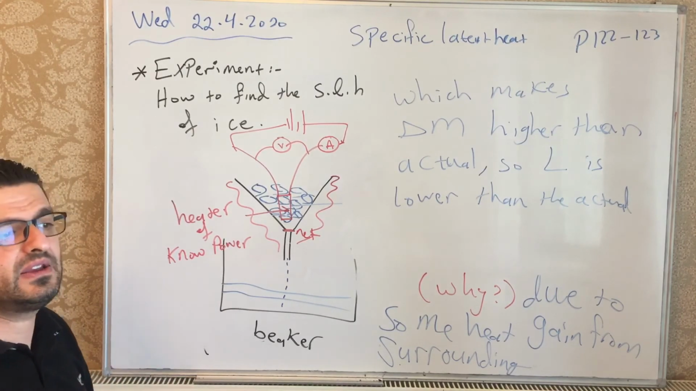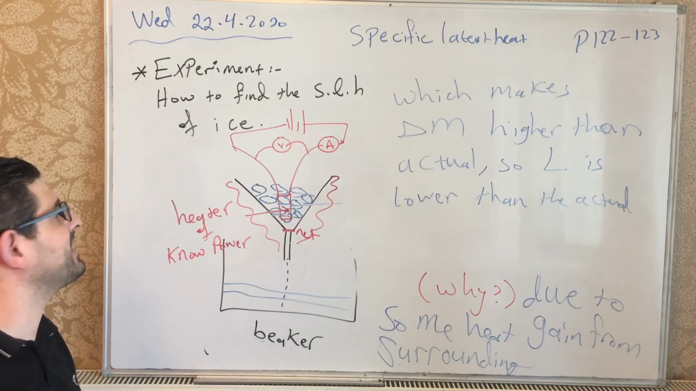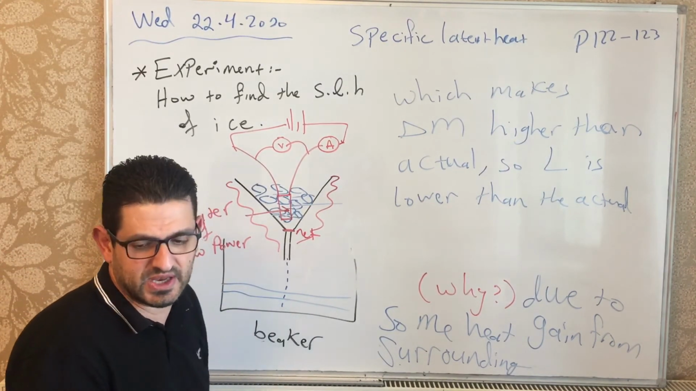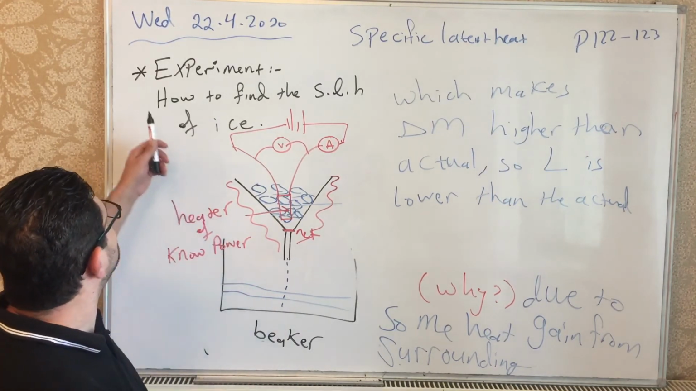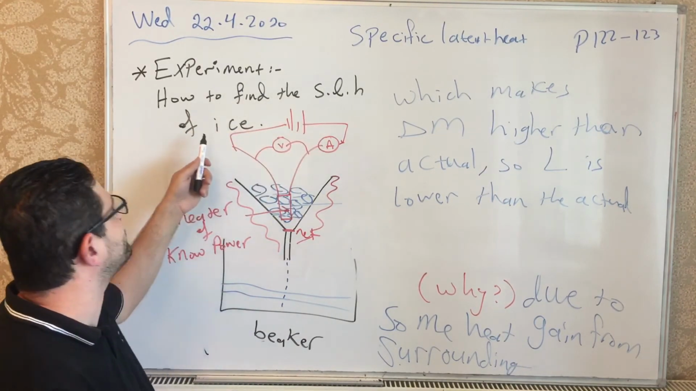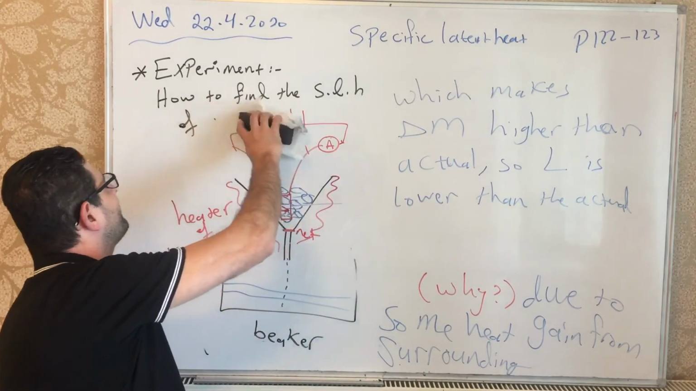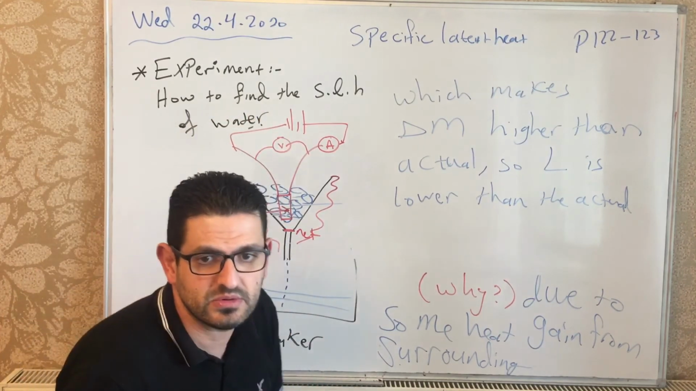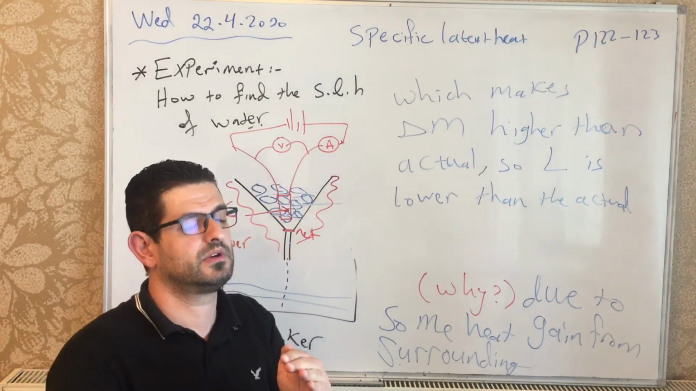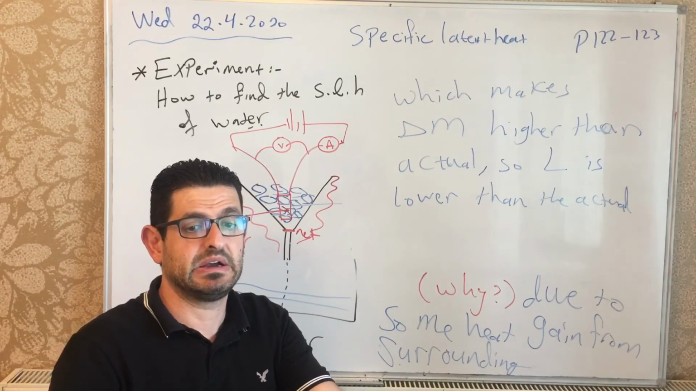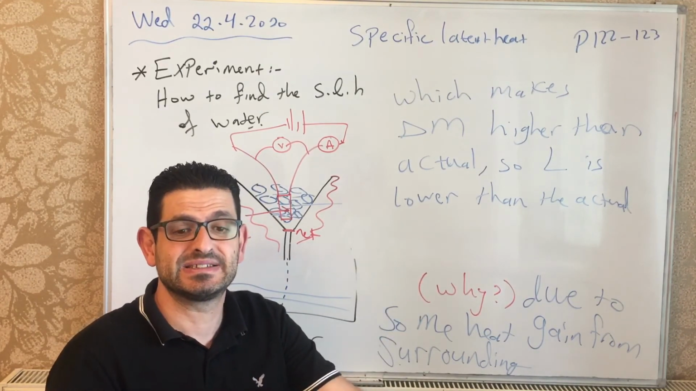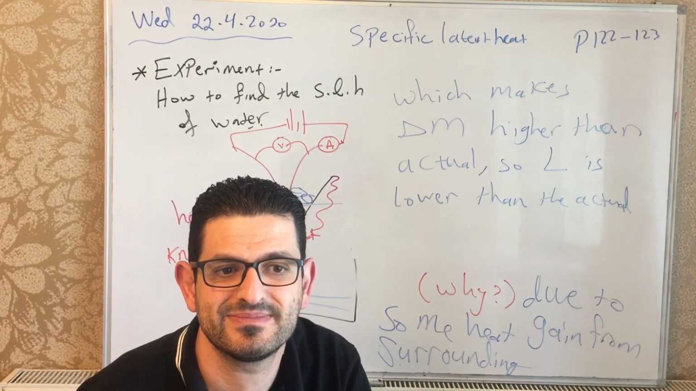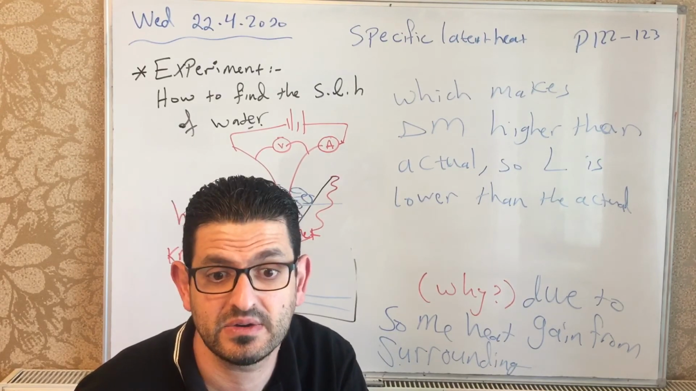Now I will not write the other experiment because it's exactly the same. I will put it as a question in the worksheet. But if I'm asking you how to find the specific latent heat of, instead of ice, of water, of boiling water, what do we do? Now, for water, you have to measure the mass of the steam. How can we measure the mass of the steam? No way, right? It's very hard.